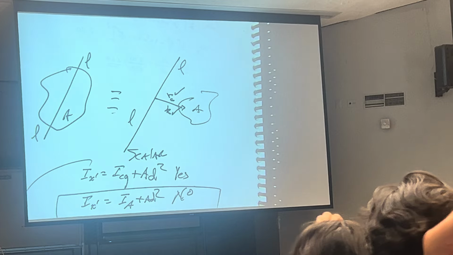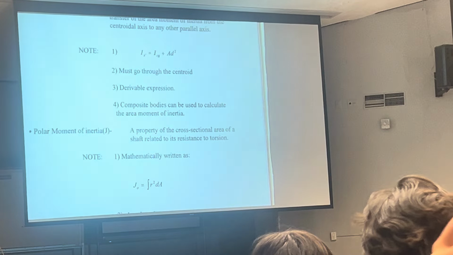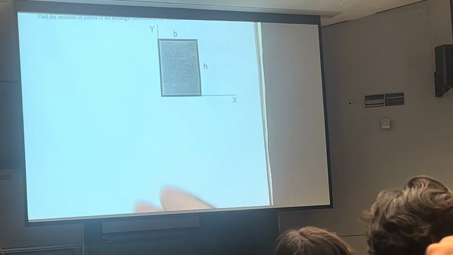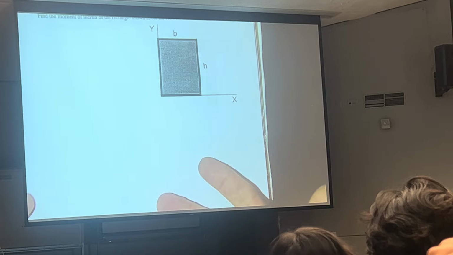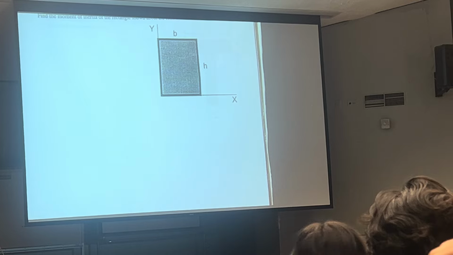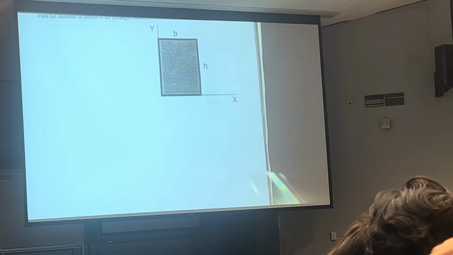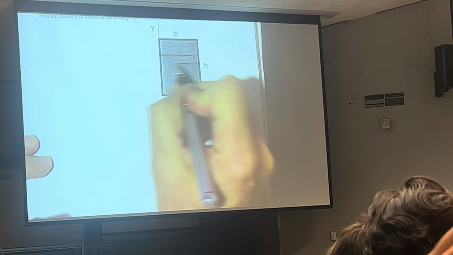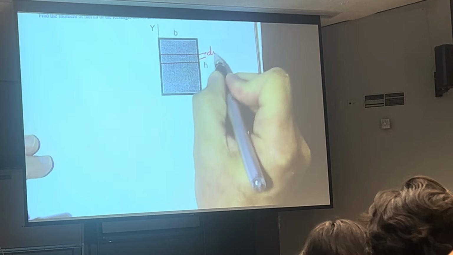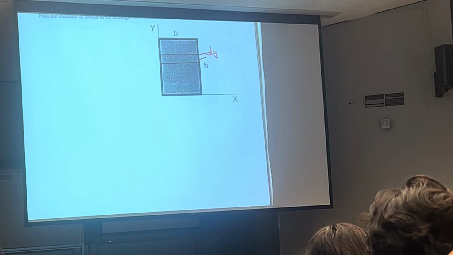Let's look at problems. The first problem, this one. Well, I already showed you the integration, right? I told you we're going to create a little dy here, that's going to be b, and I showed you the integration. I'm not doing this problem.